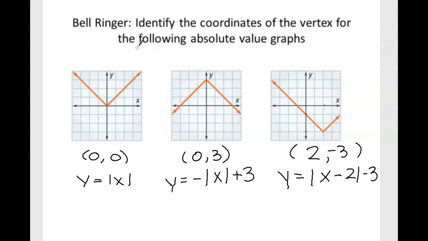As we transition out of chapter 3 and into chapter 5, a lot of the concepts and core values of graphing absolute values from chapter 2 and chapter 3 are all still playing a role in chapter 5. So it's important to be able to identify the vertex and write the equation for the absolute value. Those skill sets are going to be reapplied in chapter 5. Is everybody okay with that bell ringer?